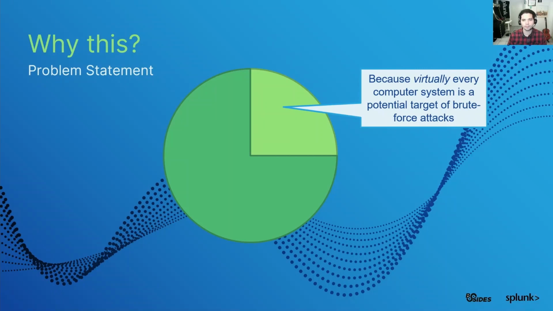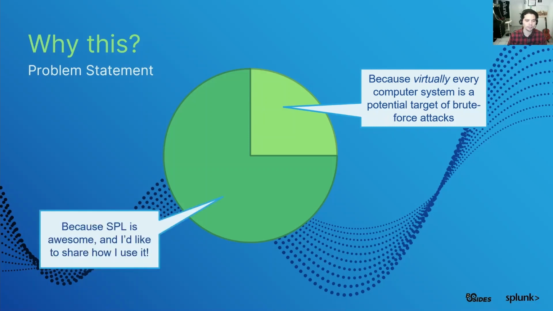So what's the main reason for this talk? The first one is because virtually every modern computer system is a potential target of brute force attacks, right? Assuming there is an authentication system and you need credentials to access this system, brute force is definitely one of the techniques that an attacker can leverage to get access to it. But the main reason for this talk is because I just want to share another way we can leverage SPL to detect attacks, especially this brute force one.